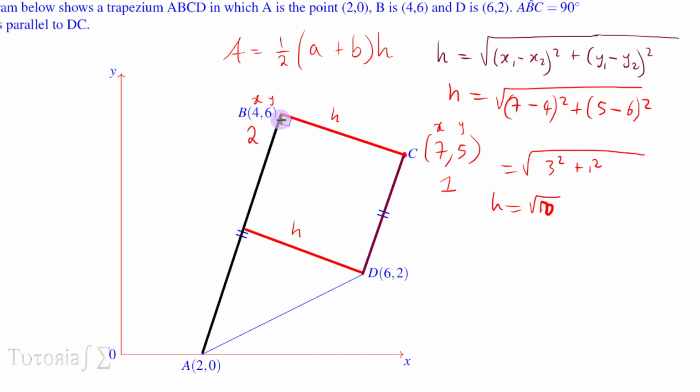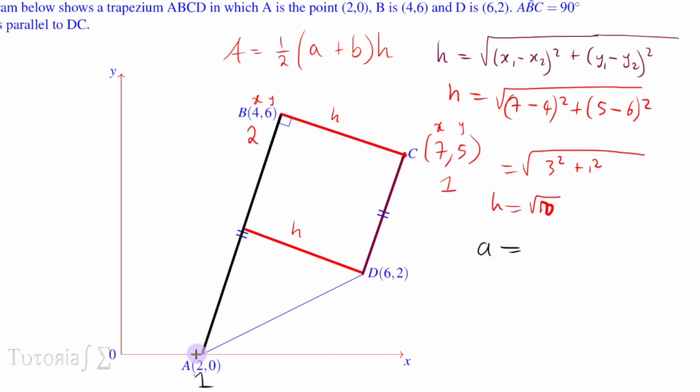Then now we need to find the black length here, which we're calling a. A uses the same formula that we're using. So we can say this will be our x1, then this will be our x2, y1, y2.